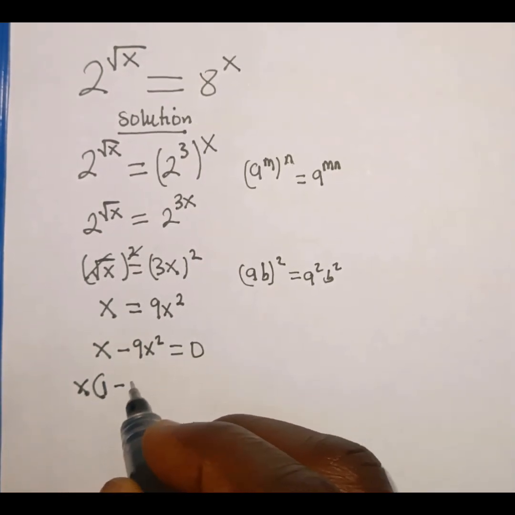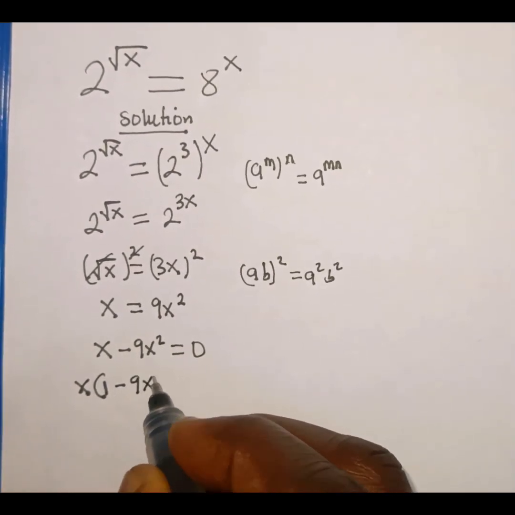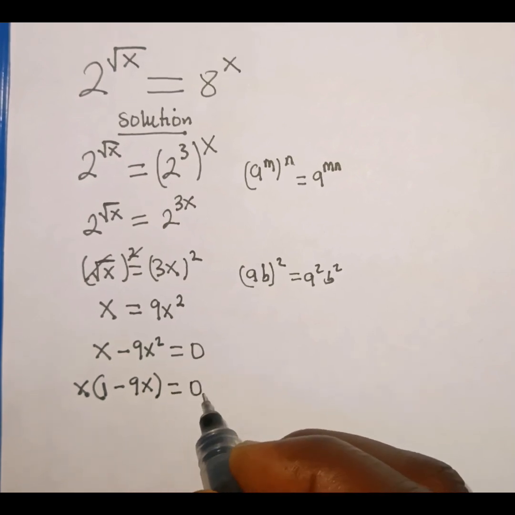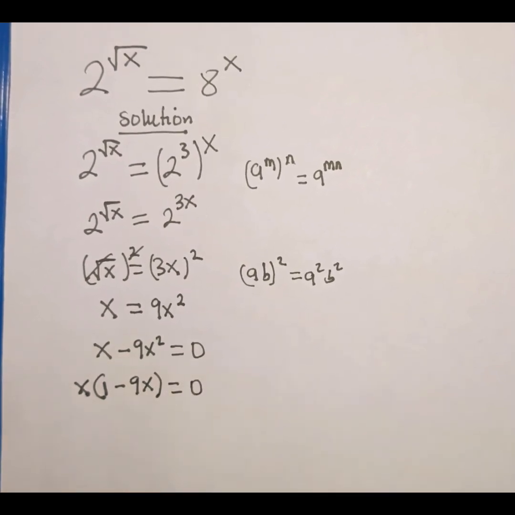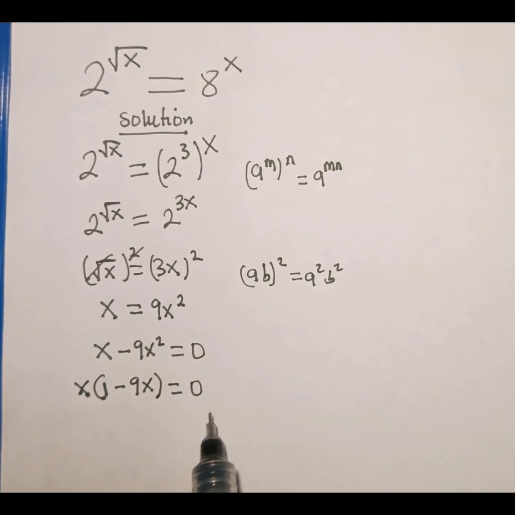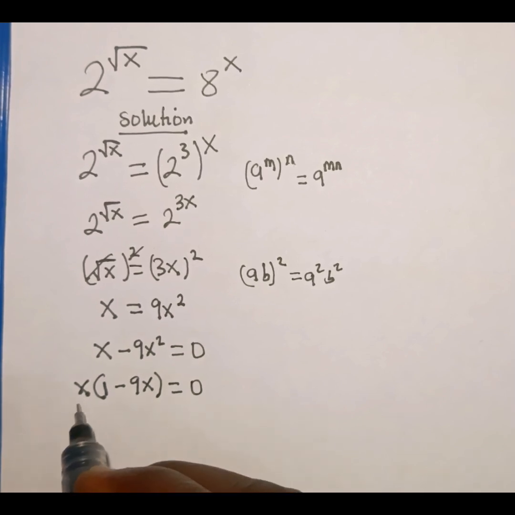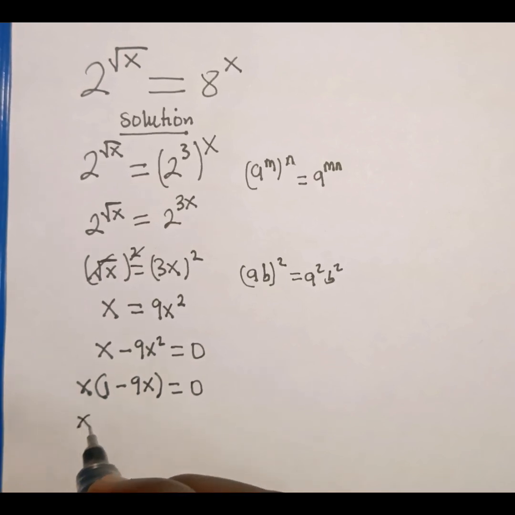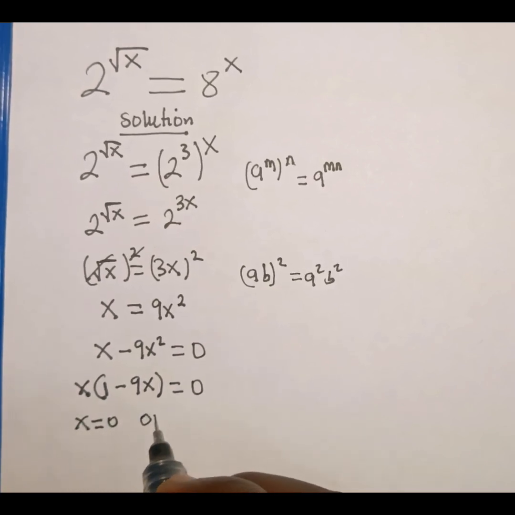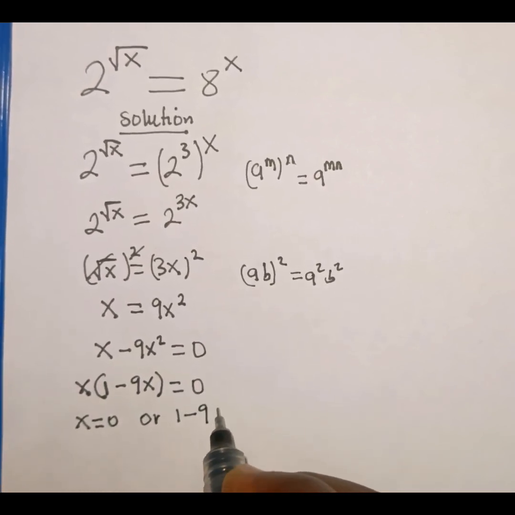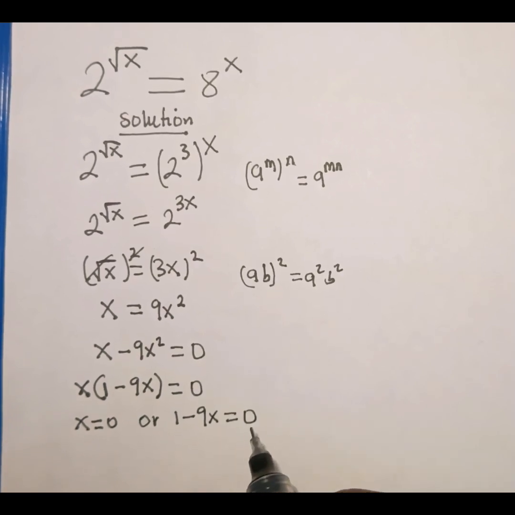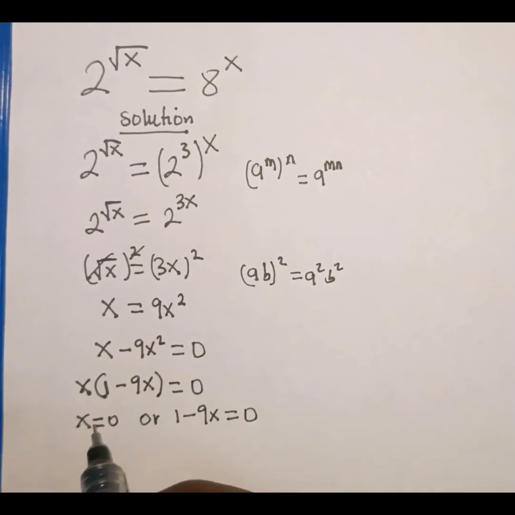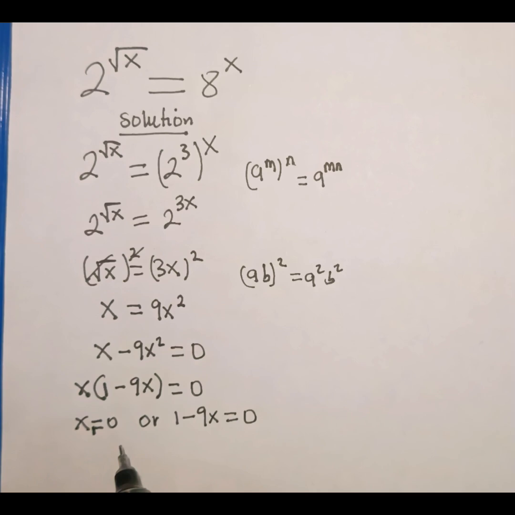1x here will cancel 1x here, so it will remain only 9x, which is equal to 0. So the next thing we're going to recall is that when two terms multiply to give 0, either the first one is 0 or the second term is 0. So we equate the first x to be 0, or the second, 1 minus 9x, to be equal to 0, right? Now here, this is the first value of x, x1 equal to 0.